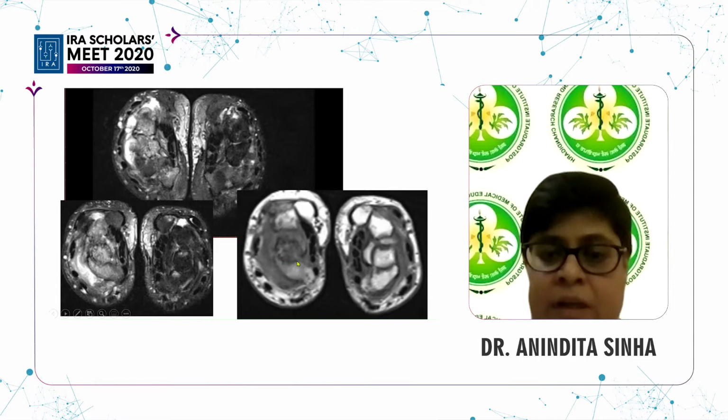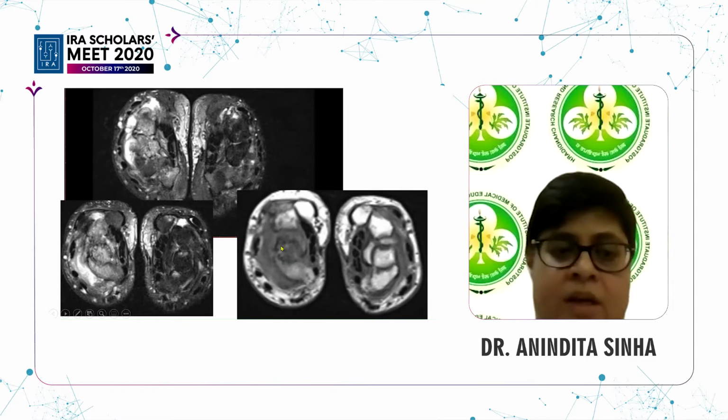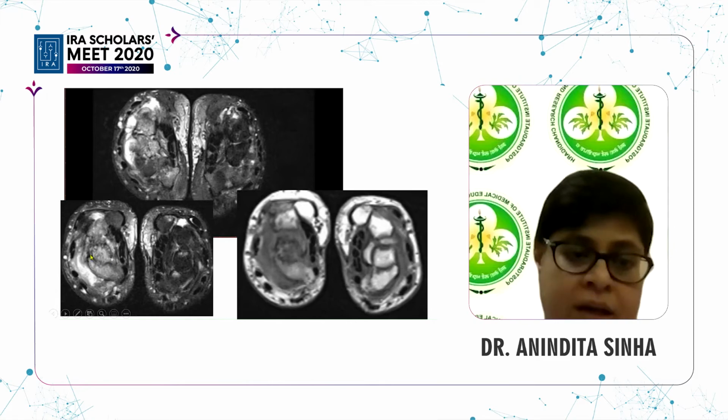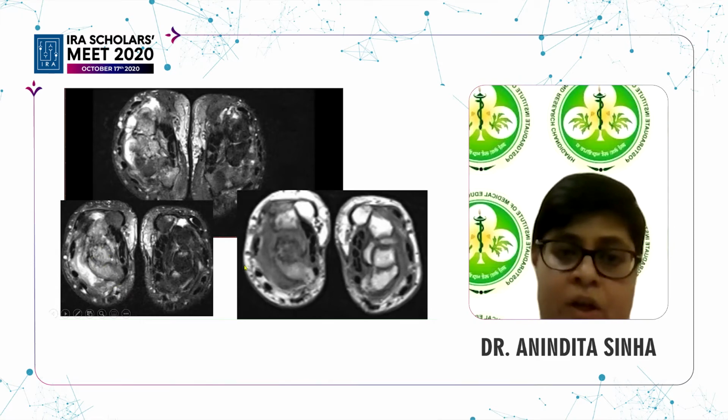you can see that there is a lot of erosion with this irregular, bitten-out cortex sort of appearance. This is the scaphoid which is elongated, and this is the lunate. There is a lot of erosion within the lunate over here.